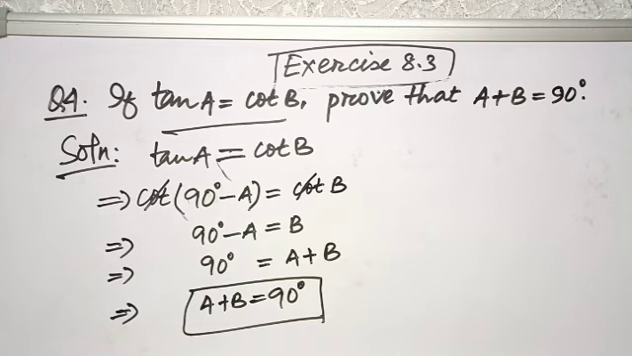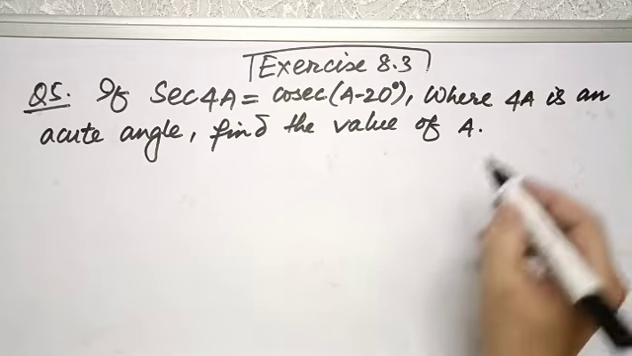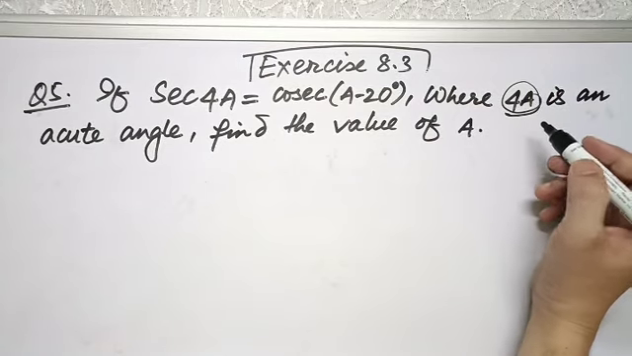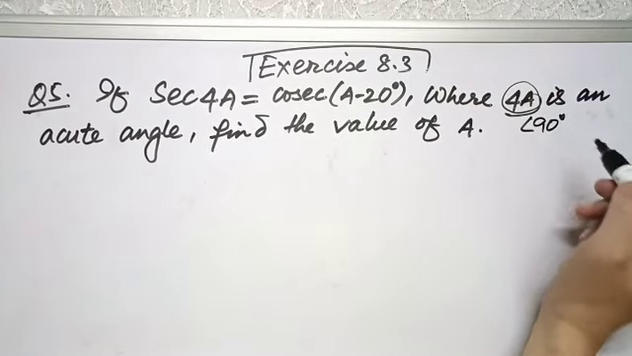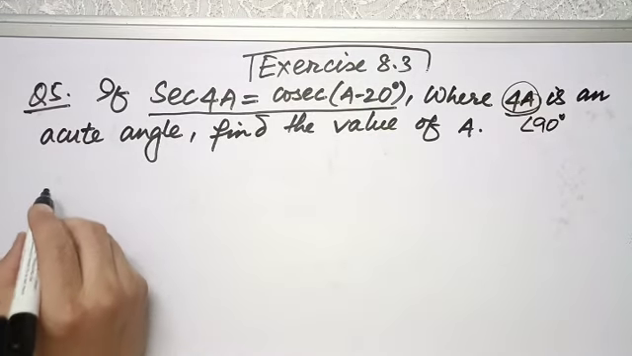Let us go to the next question. Question number 5 says, if sec 4a equal to cosec (a minus 20 degree), where 4a is an acute angle, find the value of a. This kind of question we have just completed in question number 3 as well, and one from the example. So by now you might know the approach. 4a is an acute angle, which means it has to be less than 90 degree, that is one portion, and the main portion is here. You have to solve this.